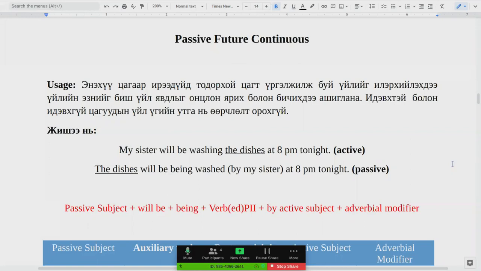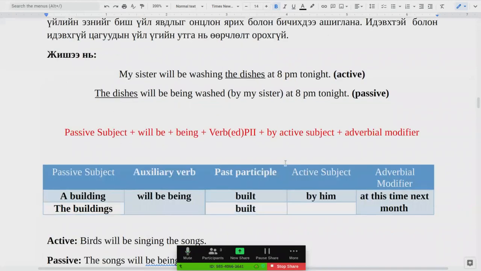Passive future continuous. Let's review. Let's practice the passive future continuous that you have learned before. Let's see the passive future continuous sentence structure.